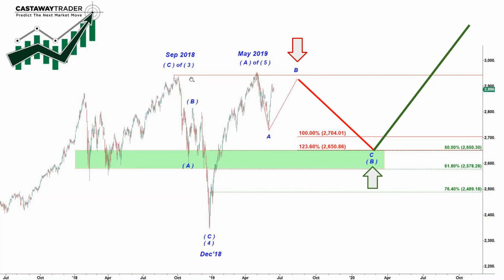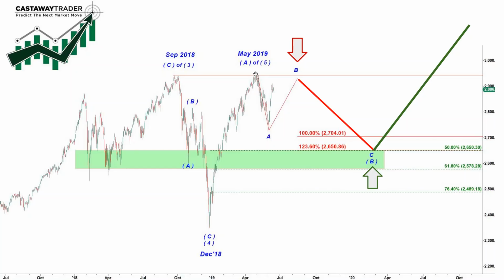If we zoom in, you can see that was the top of wave parenthesis 3. In September 2018, we got A down, B up, C down into the December 2018 low, and we got that strong, relentless rally, which we counted for several months with my subscribers as wave A of 5, and I kept telling them that rally is targeting the previous top made in September 2018.